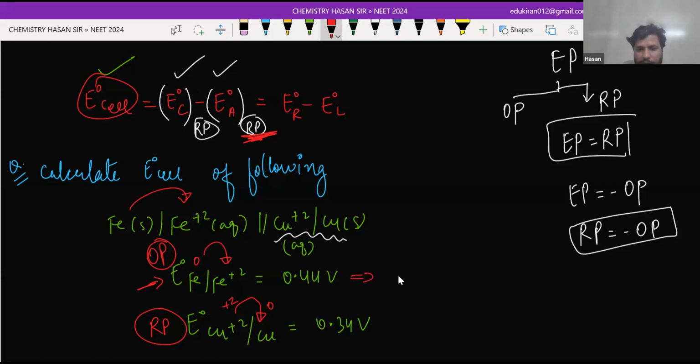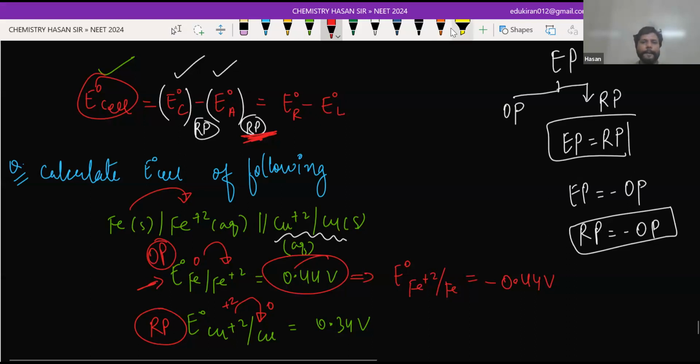So in order to get reduction potential, that means Fe plus 2 slash Fe, you are reversing. So we have oxidation potential value plus 0.44, so you are going to make it minus 0.44. Are you getting my point? Now E0 cell will be equal to right minus left.